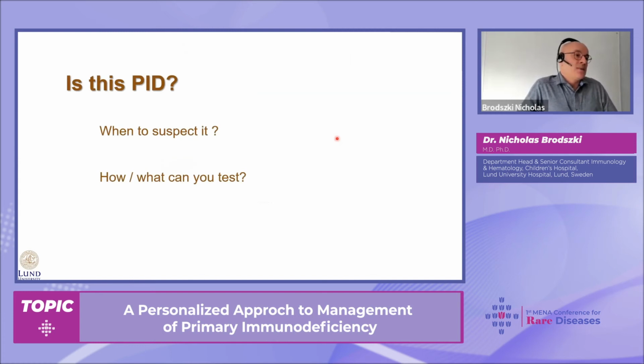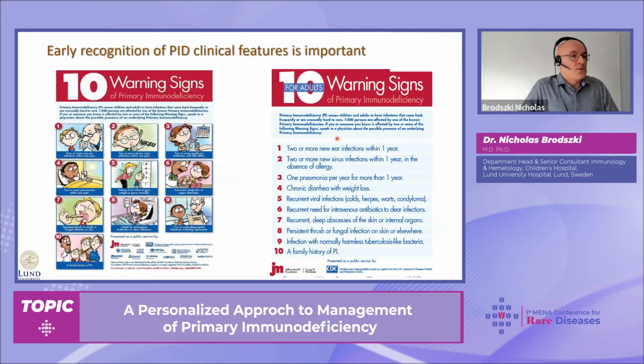This is the most famous one from the Jeffrey Modell Foundation, where you can download the list of so-called warning signs that should alert you to the presence of immune deficiency. It doesn't necessarily mean that if a patient has one of these signs, the patient absolutely has immune deficiency, but it's a sign that it could be. And these are very useful.